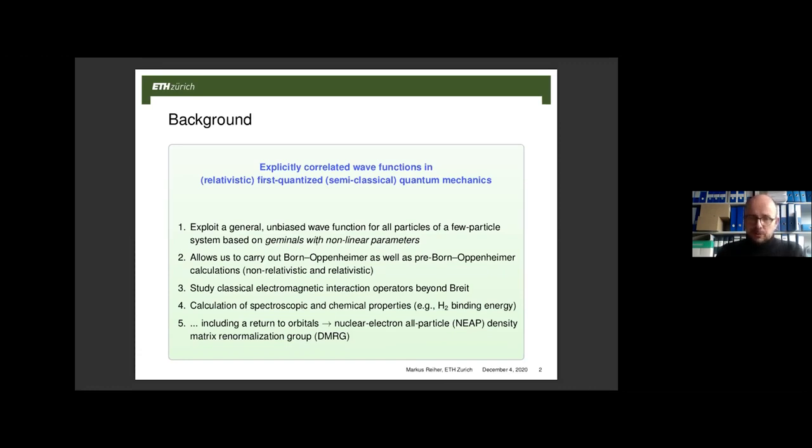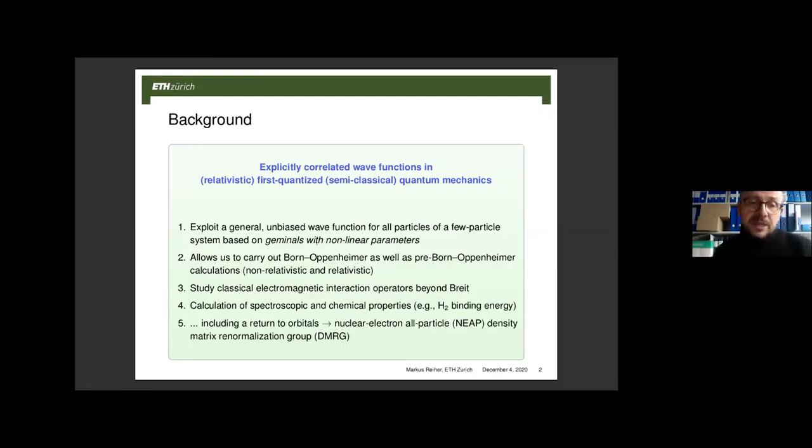And so the electrostatic Coulomb interaction would be exact in the non-relativistic world. And the moment you have a finite speed of light, magnetic interactions become important. And then the question is how to include all electrostatic, magnetic, and retardation effects in our Hamiltonian. One operator that is famous in relativistic quantum chemistry is the Breit operator, which approximately considers magnetic and retardation effects. And the question is, how can you push this further?